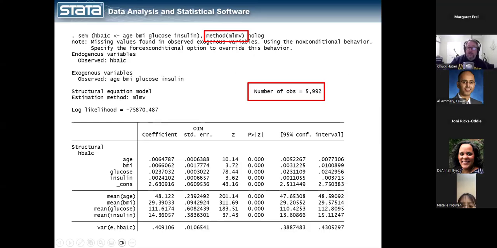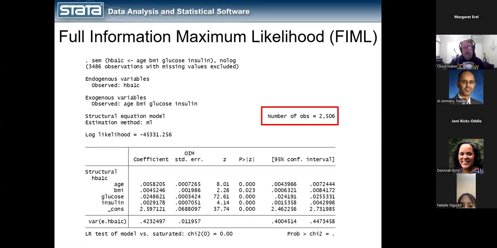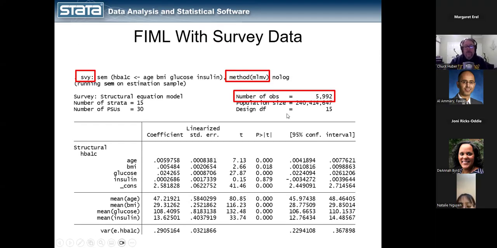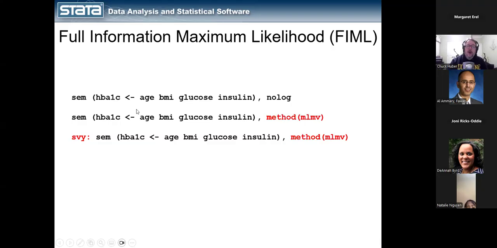Okay, just as a quickie observation. The example may not make sense, but the command is, simply, if I run this with sem by itself, I have 2,500 observations. If I run sem using the method mlmv, it's going to use full information maximum likelihood, and I'm now using almost 6,000 observations for the same model. Okay. And again, it also works with the survey prefix, so I can put that in there.